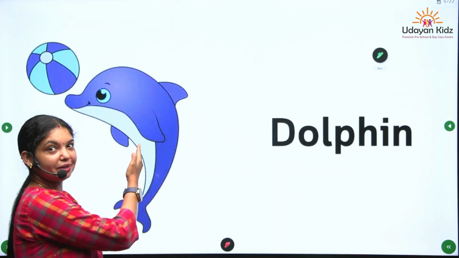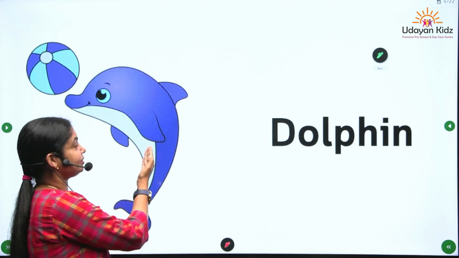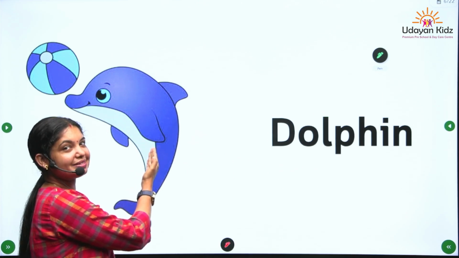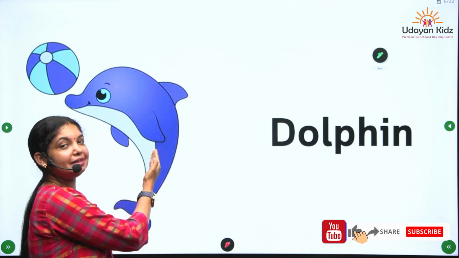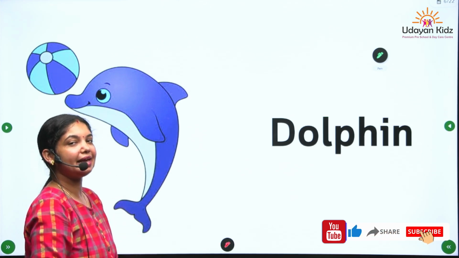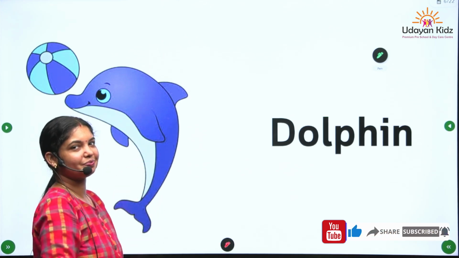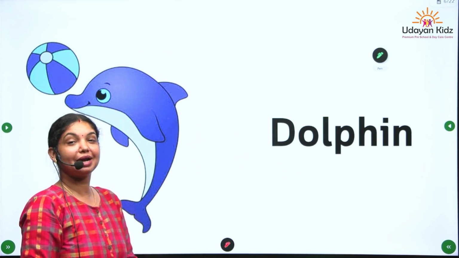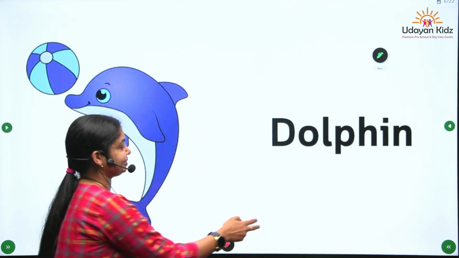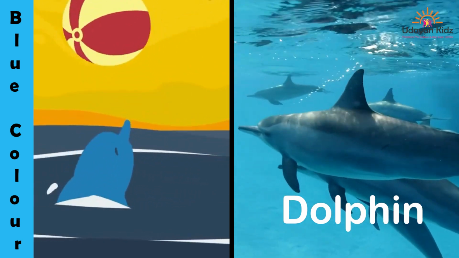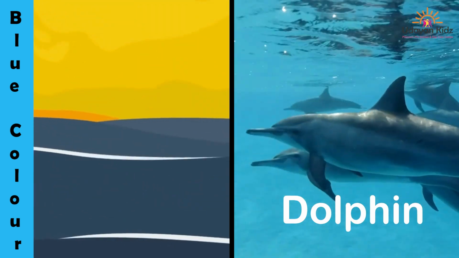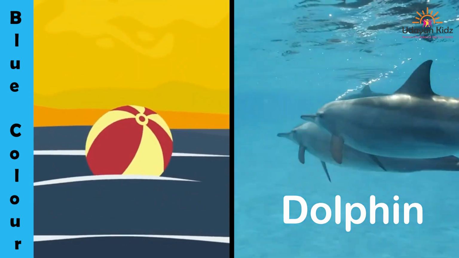What is this? This is a dolphin, and dolphin is an aquatic animal. And which color is this? Blue color. Blue color. Dolphin. Water is blue and the sky is too. Blueberries, blue jeans, bluebirds too.